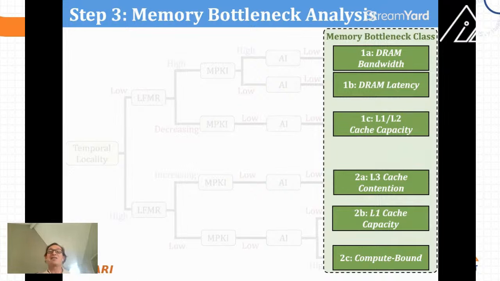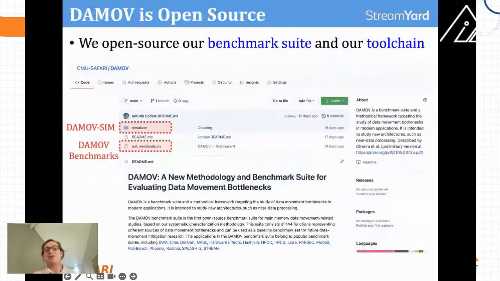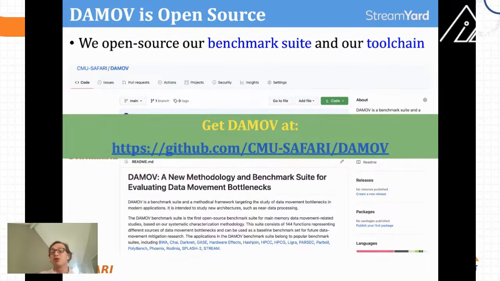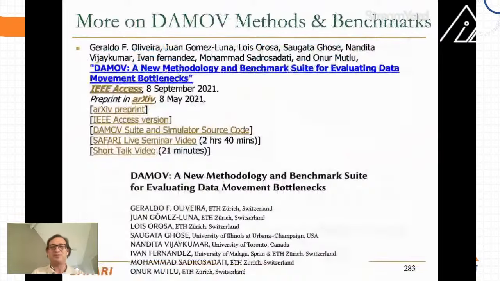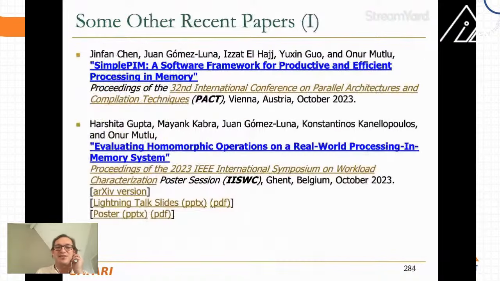And different bottleneck classes behave differently in terms of whether they should be executed in a near memory processor or not. Of course, this depends on the near memory processor as well. So for example, if a function is compute bound, it should not be shipped to the near memory processor. If a function is DRAM bandwidth bound, we show under what conditions it should be shipped to the near memory processor, et cetera. And this is a classification methodology. So I don't want to go through this in detail, but again, this is all open source and you can find a lot of information on this topic and you can use this. We also have a simulator to simulate near memory processing engines. Okay, and then there are talks and papers on this topic also.